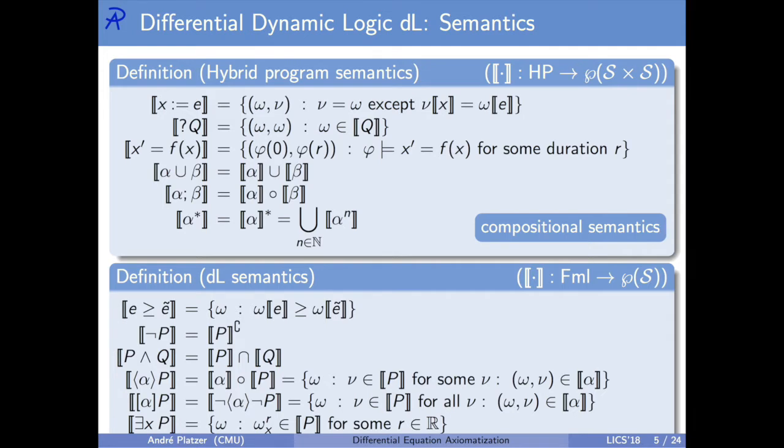And for example, the non-deterministic repetition, its reachability relation is simply the reflexive transitive closure, or the union over all nth powers. So for example, that means that alpha star has the same semantics as alpha, or alpha semicolon alpha, or alpha semicolon alpha semicolon alpha, and so on.